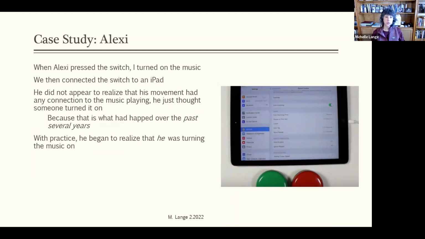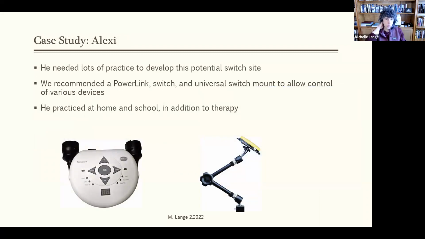We eventually connected the switch to an iPad. Now, he didn't appear to realize at first that his movement had any connection to the music playing. He just thought someone turned it on because that's what had happened over the past several years. He would be upset, someone would turn on the music, he'd calm down. So it's not realistic to expect that he would understand that he had independent control for the first time after years of this pattern. It took time. But with practice, he started realizing that he was actually turning the music on.